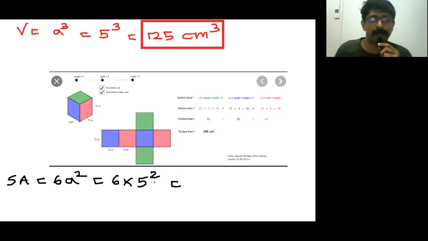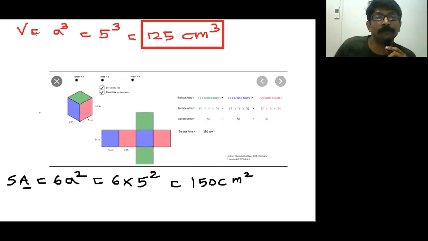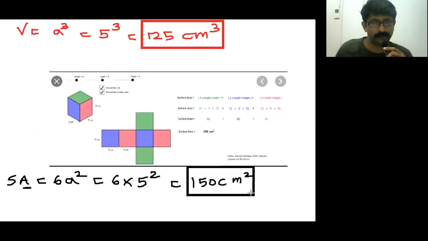5 square पहले करना पड़ेगा. So 5 square will become 25, 25 into 6. 25 into 6 will become 150. And now area hai, so iska unit rahega centimeter square. If it's volume, then it is centimeter cube or unit cube. Area hai, unit square. I hope you understood, guys. That's how we're going to calculate the surface area.